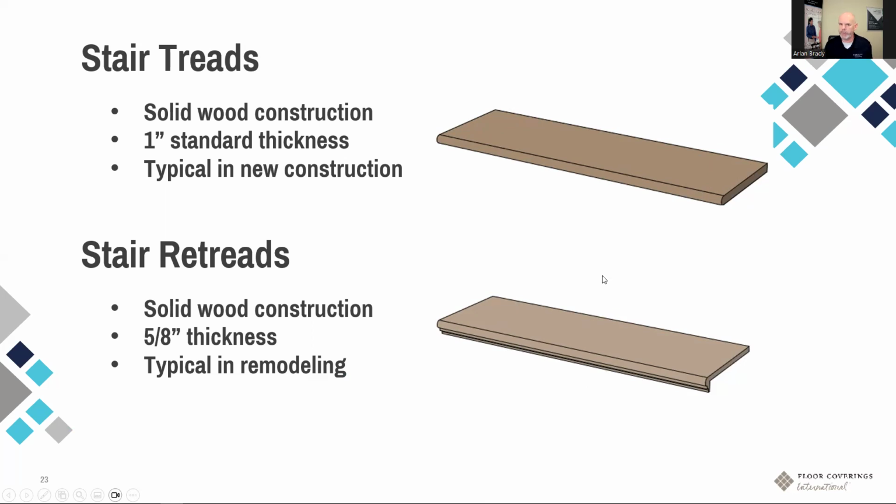So let's say you had carpet on a staircase and you pull the carpet off. You're not going to pull the wood up that's underneath it. You're simply going to take a retread and put it on top of the existing tread. So these don't have to be as thick. They would simply get glued down and you're ready to rock and roll.